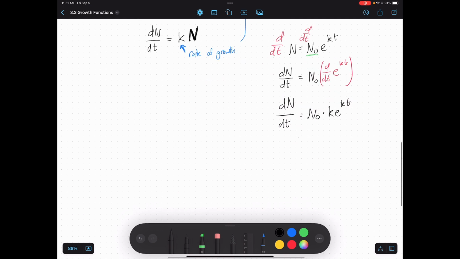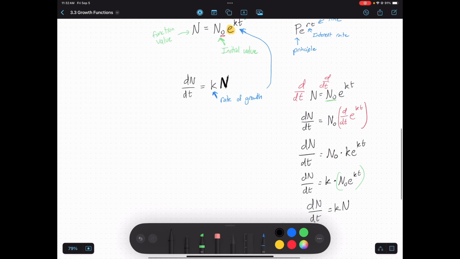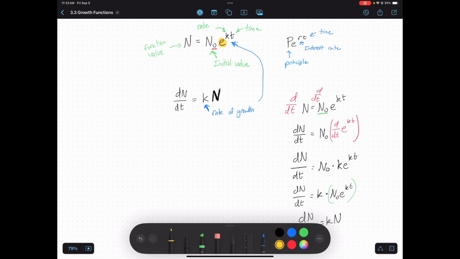Now, because multiplication is commutative, I can switch the order around, and I get k times N naught e to the kt. And what's true about this right here? That's my original function. What is that equal to? That's equal to N. And so this is where we get this derivative form of my equation. So if you see that, you can instantly tell what the rate of growth is just by what that constant is that's being multiplied by your function.